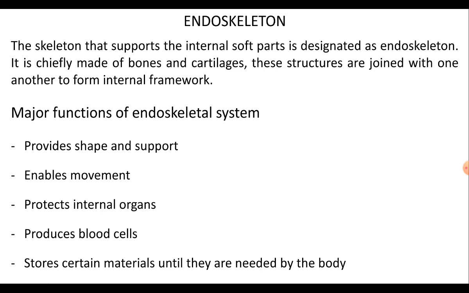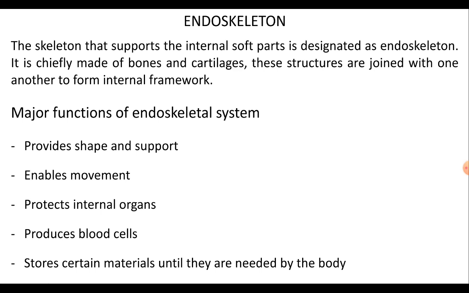Endoskeleton: the skeleton that supports the internal body organs as well as the soft parts of body is called endoskeleton, where it is mainly made up of the combination of bones and cartilage, and these structures are joined with one another to form the internal framework.